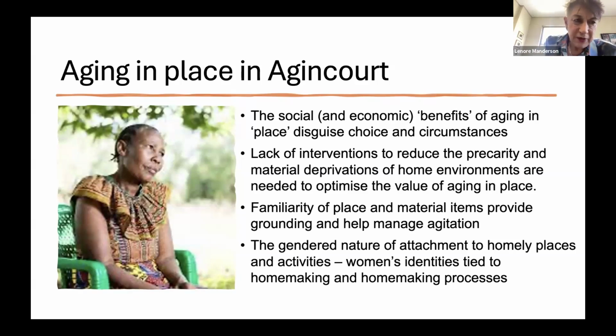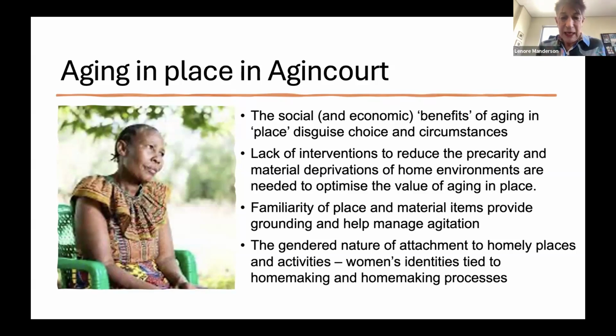There are few interventions to reduce the precarity and material deprivations of home environments such as the ones that I've spoken about. And it's the deprivations that make aging in place especially hard for both caregiver and care recipient.